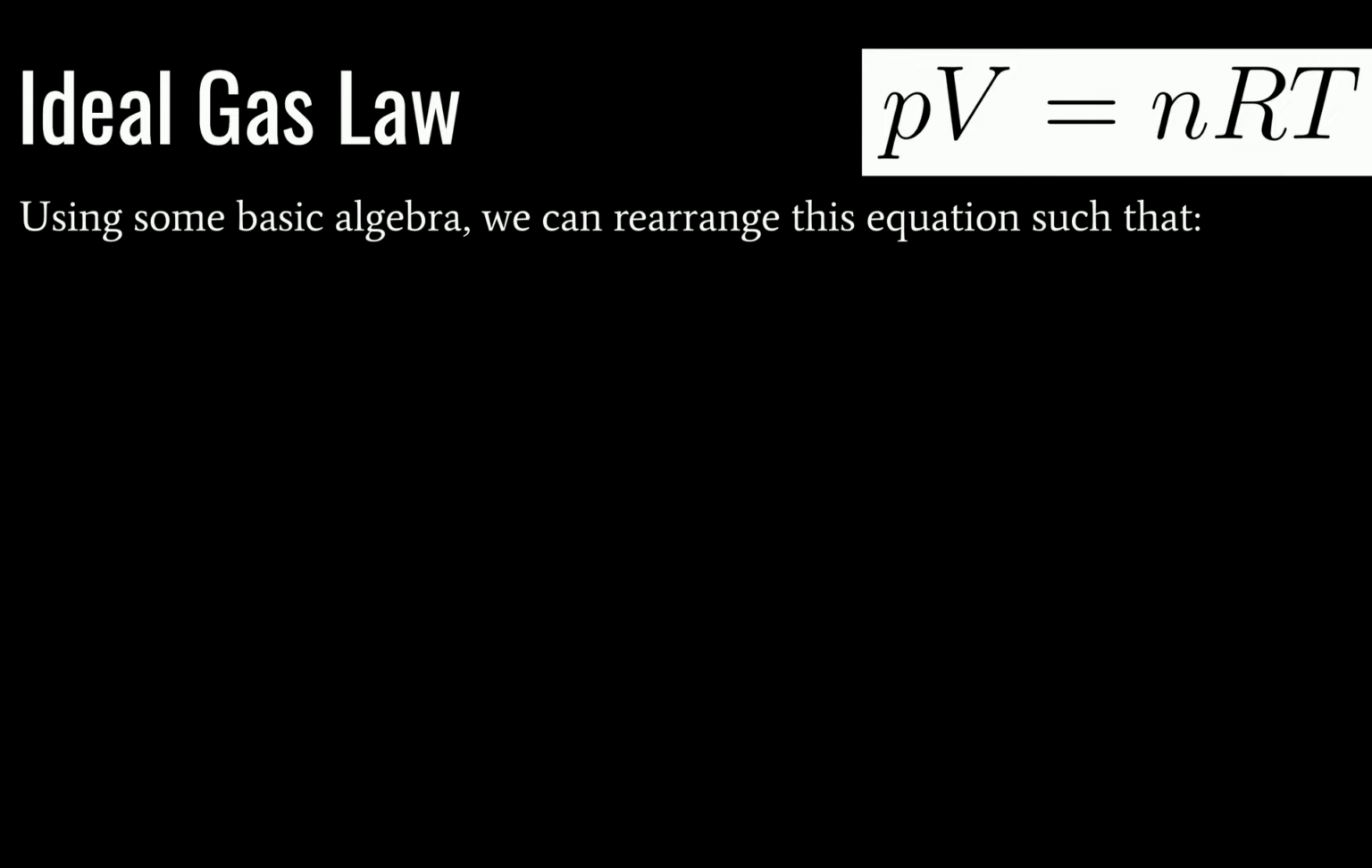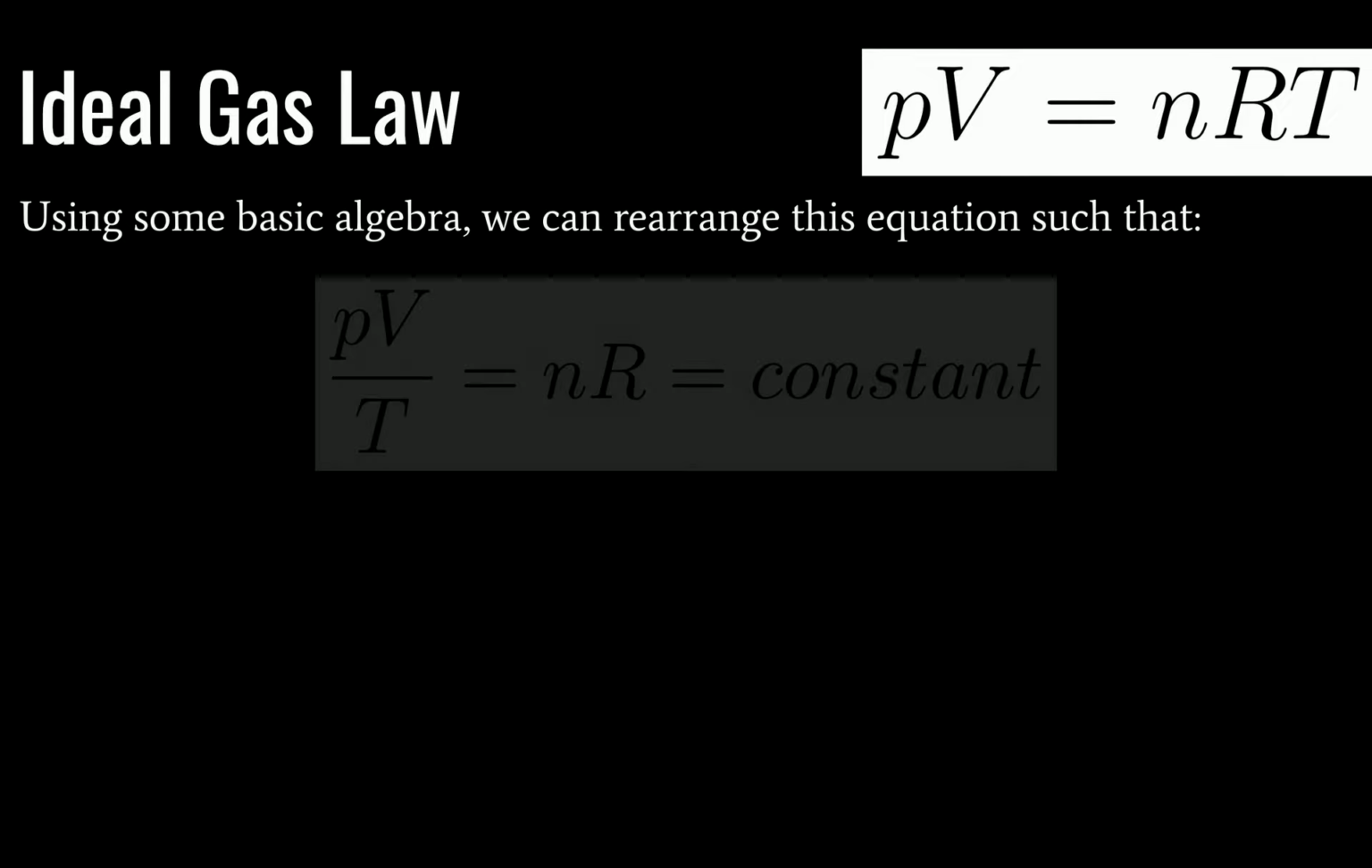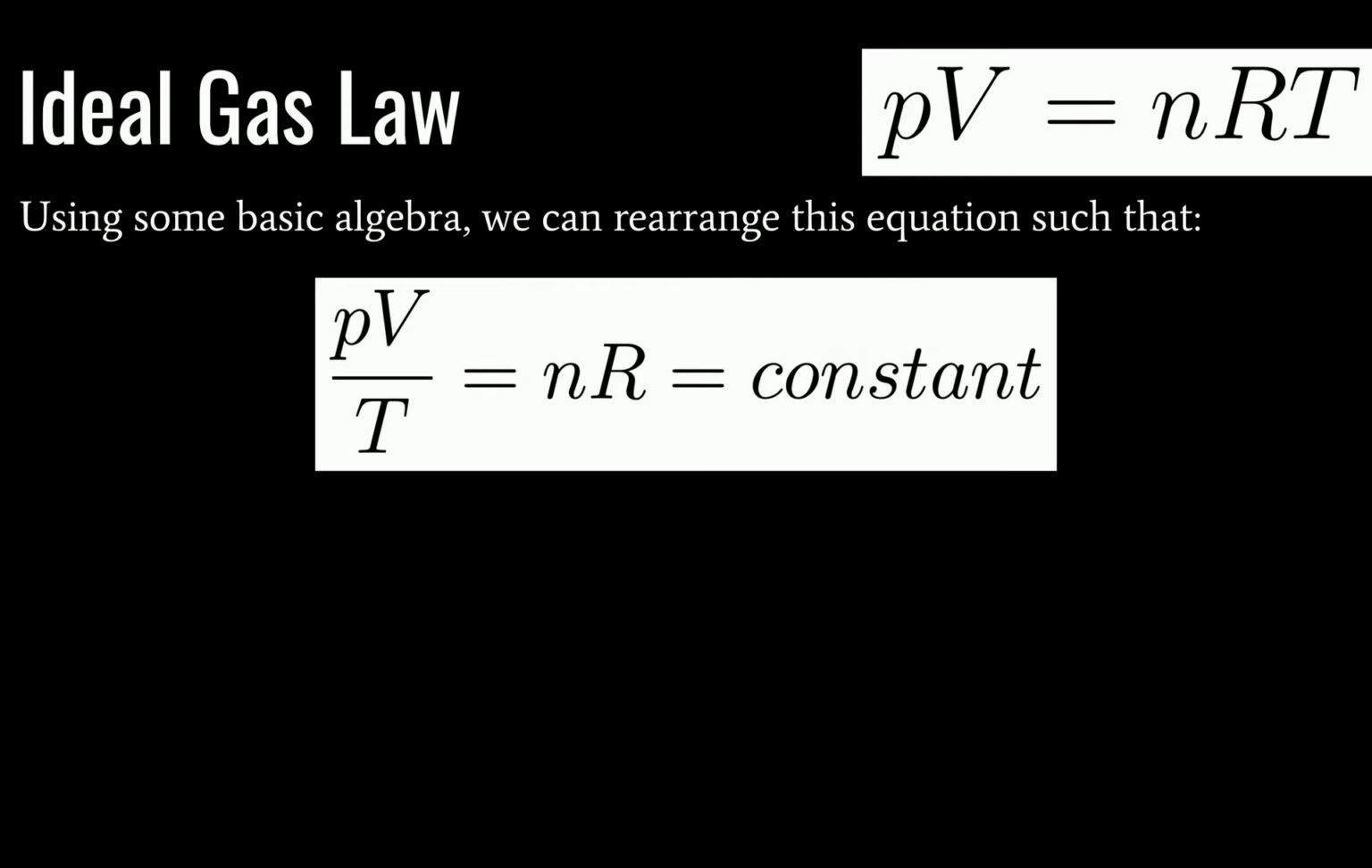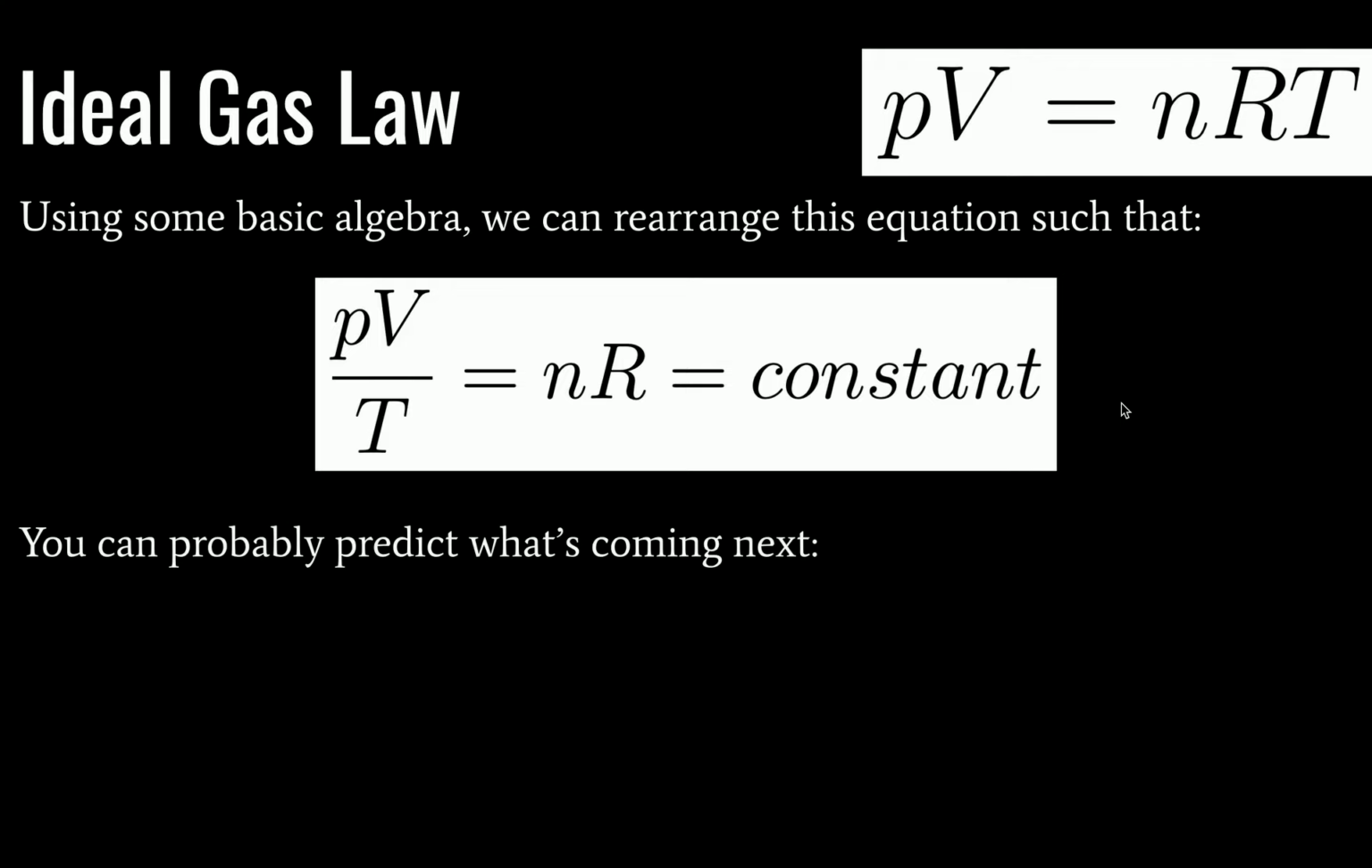Using some basic algebra, we can rearrange our nice equation such that pressure times volume divided by temperature is equal to the number of moles of a substance times the gas constant. And assuming that these two values are not changing, this will then be a constant. Okay, so pressure times volume divided by temperature will be constant, and I think you can see where this is going.